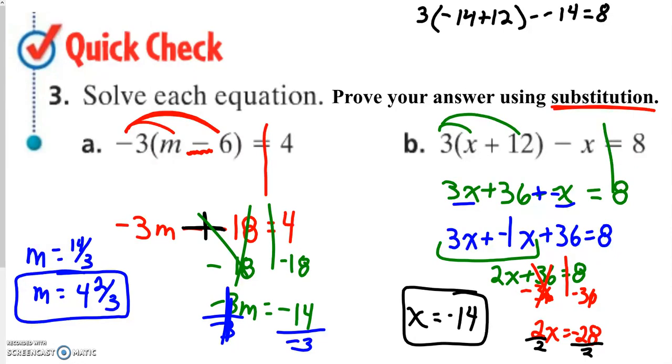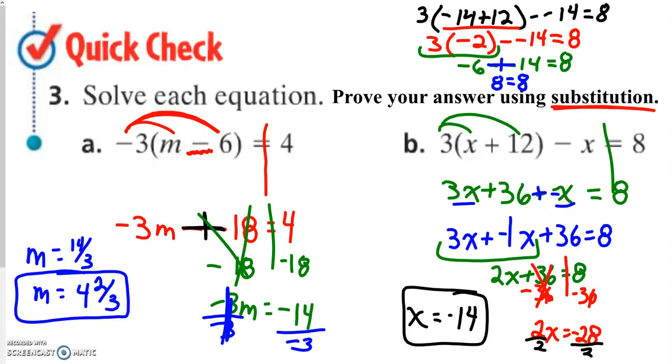Let's give it a shot. Negative 14 plus 12 is negative 2. 3 times negative 2 minus negative 14. I hope that that will equal 8. 3 times negative 2, negative 6, minus negative 14. I hope I get 8. Negative 6 minus negative 14, that's the same as saying negative 6 plus positive 14. And negative 6 plus positive 14 is positive 8. The two sides are equal. Okay? We got it. Substitution is a great way to check ourselves.